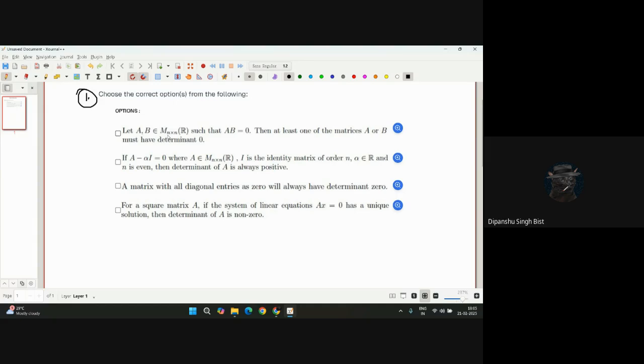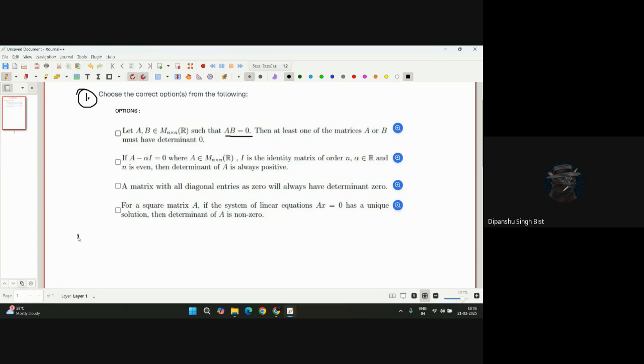Whenever you see M n cross n R, it means a space containing all the n cross n matrices having real values. Additionally, it says that AB is equal to 0, the product of both matrices is equal to 0. Then it says at least one of the matrices A or B must have determinant 0. If this condition is given, does it imply that A or B must have determinant 0 or not? That is your first option.